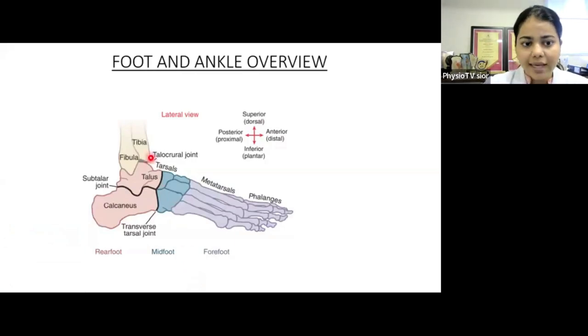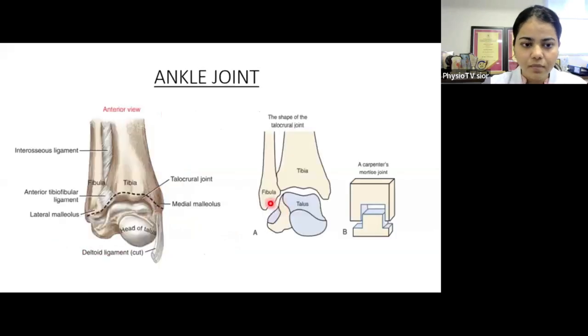So when I talk about the foot and ankle, when I talk about the ankle, it primarily refers to the talocrural joint, which is the articulation between the distal end of the tibia fibula and the talus. And when I talk about the foot, I can actually divide the foot into a hind foot, the midfoot, and the forefoot. So my hind foot will have the talus, the calcaneum, and the subtalar joint. My midfoot will have the remaining tarsals and the transverse tarsal joint. And my forefoot will have the metatarsals, the MTP joint, and the phalanges along with its joints.